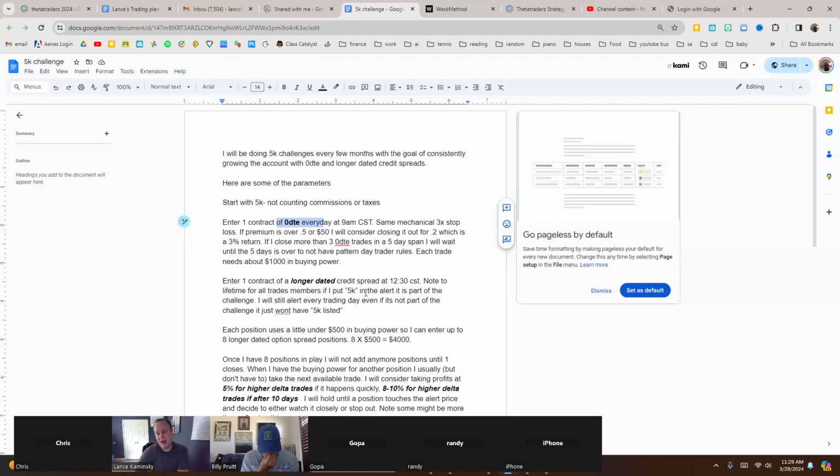And I think the longer dated trades are a safer way to go in general because you have a little bit more time on your side. Okay. With the 5K challenge, we're going to start with one longer dated spread, and I'll be at 12:30 Central Standard Time. So be ready for those trades when they come in.